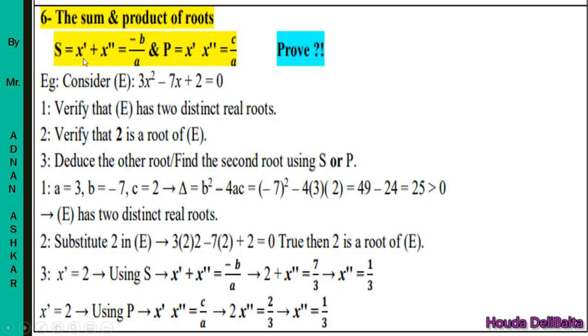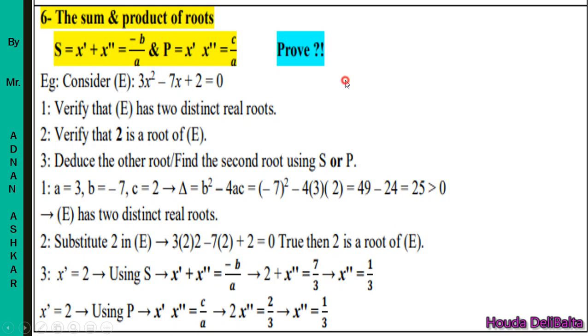So S is the sum of the roots, that is x prime plus x double prime, and its formula is minus b over a. So S is equal to minus b over a, and P, the product, is x prime dot x double prime, and its formula is c over a. Now, where do these formulas come from?